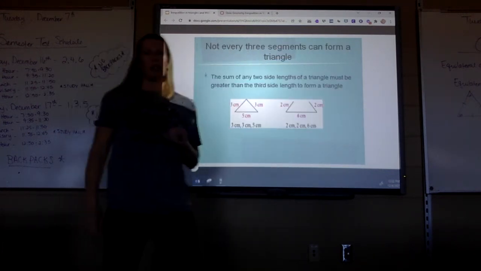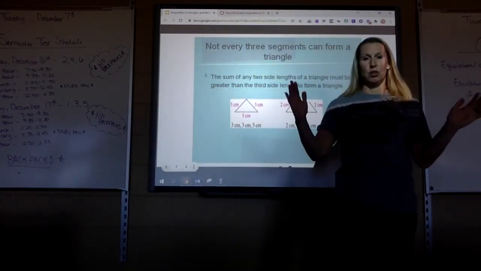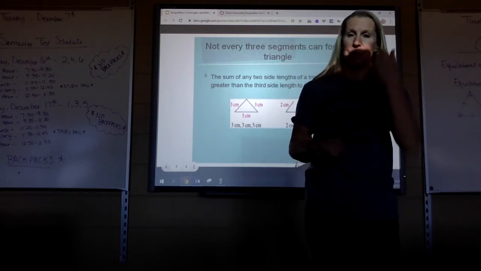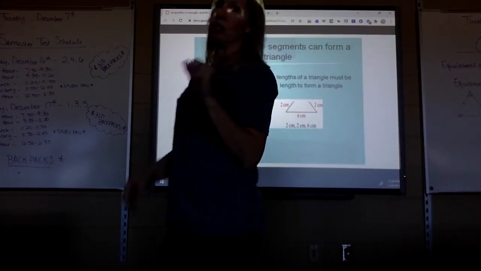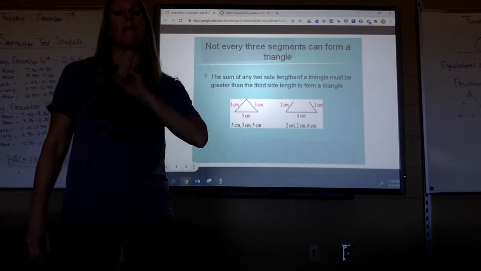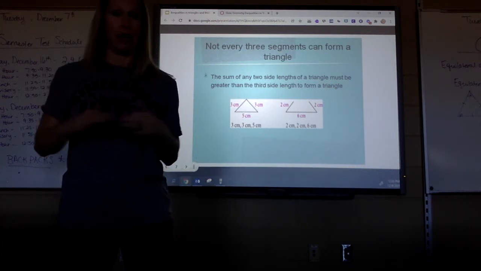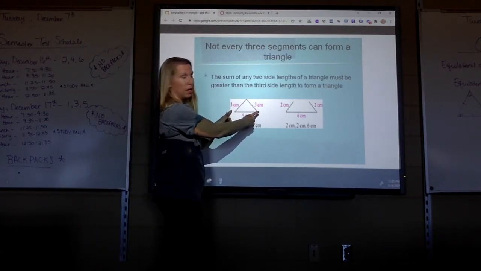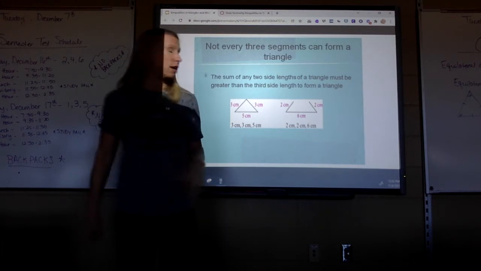Okay, not all side lengths make a triangle. If you have a really long side and then two smaller sides, they wouldn't be long enough to reach to make that triangle. To figure out if three side lengths make a triangle, you take your two shortest sides and add them together. It must be greater than the third side. Greater than, not equal to, but greater than. Notice my shortest sides are 3 and 3. 3 plus 3 is 6. That is more than 5, so that makes a triangle.